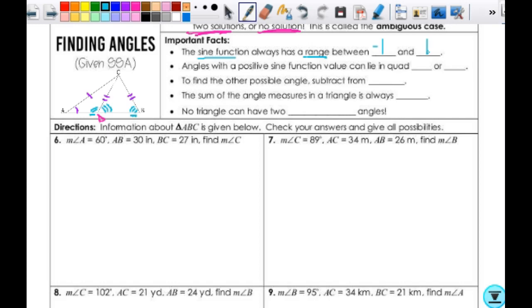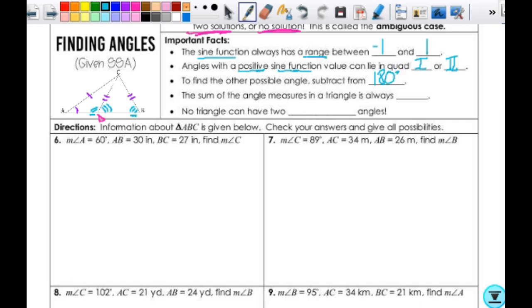So angles with a positive sine function. Okay, so when is sine positive, in what quadrants? First and second, because all students take calculus, right? So first and second quadrant. And to find the other possible angle, once we come up with an angle when we solve this, we'll get one number, bam. The other possible angle, you're going to subtract it from 180. Okay.